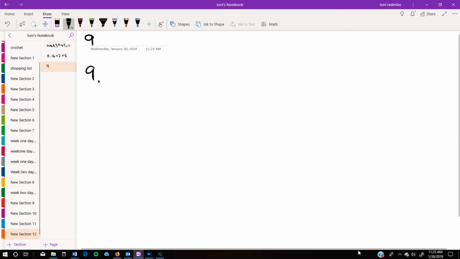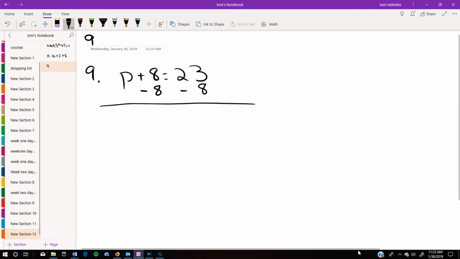Okay, question 9. And I said I would do this one vertically. So I asked myself, what is the 8 doing to the p? It's adding, so I've got to subtract. In order to be even, I must do that to both sides. Okay, so p drops down, this turns to a 0. Who cares about zeros? 23 minus 8 is going to give me 15. So my answer is going to be p equals 15.